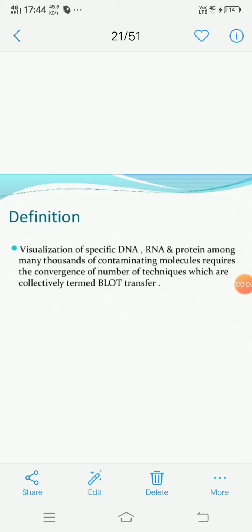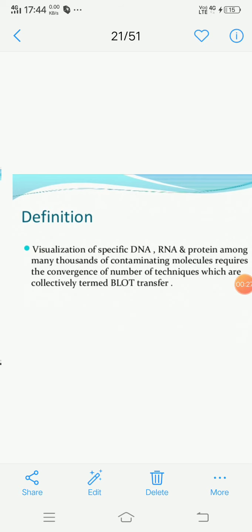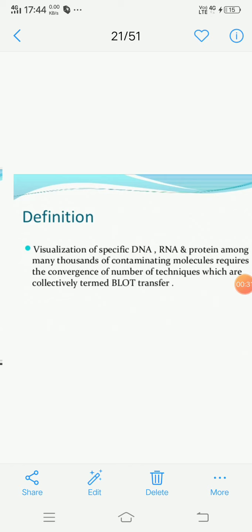In this video we'll see about the blotting techniques. We'll see what is meant by blotting and what the advantages or the aim of this blotting technique are. This blotting technique is very important and is mostly used in molecular biology and biochemistry practicals.